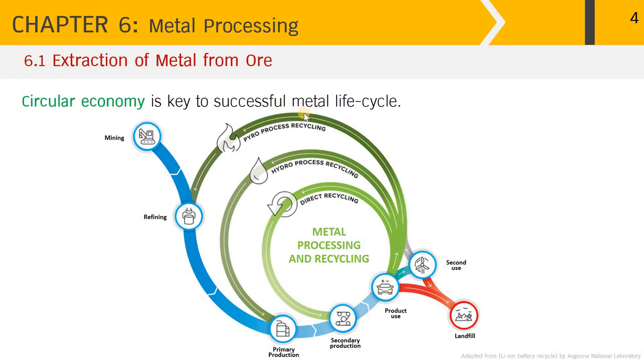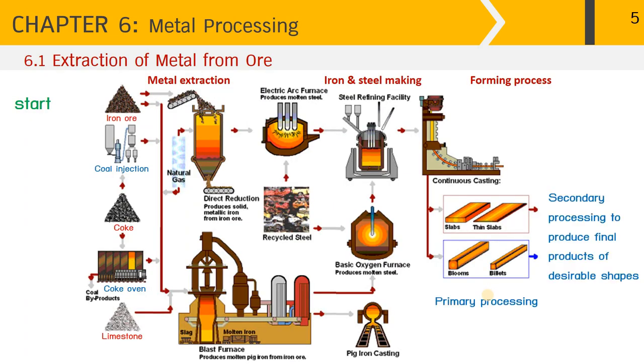And the biggest loop is through the pyro-process recycling, where the metal part will go through the refining step, and then through the primary and secondary production before going to the customer again. So in this way, we can preserve the metal resources to their best efficiency. That is, we can produce the metal products by first passing through the primary process and then the secondary process to produce the final products of desirable shape.